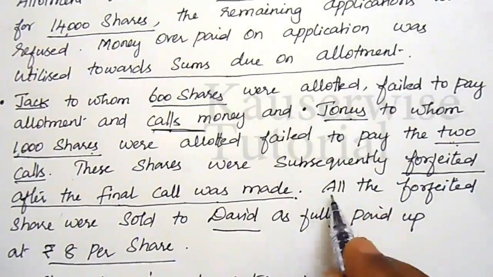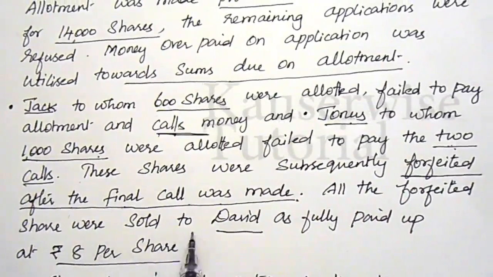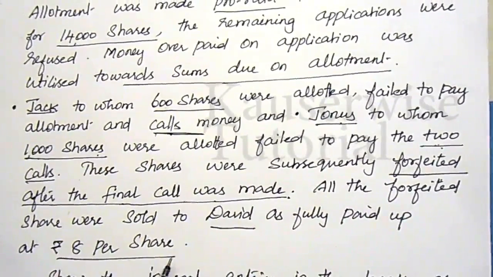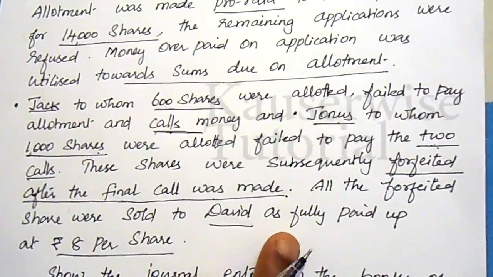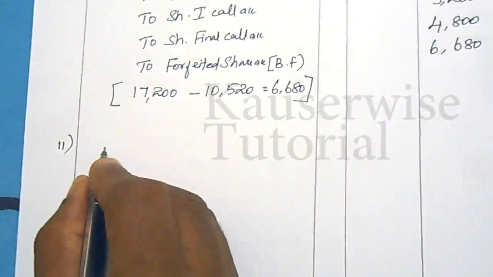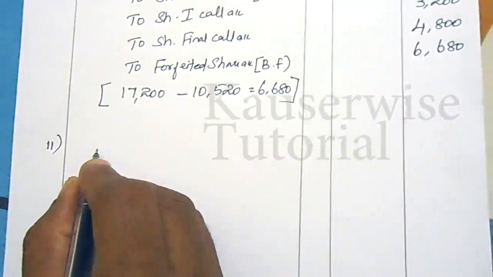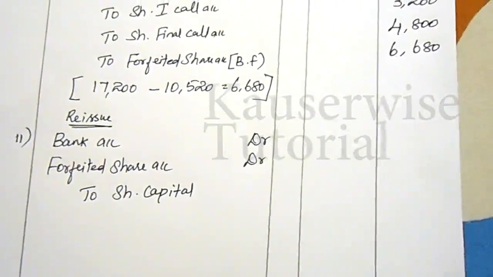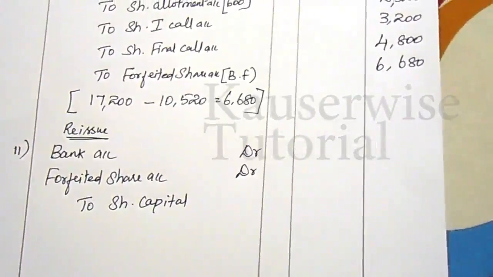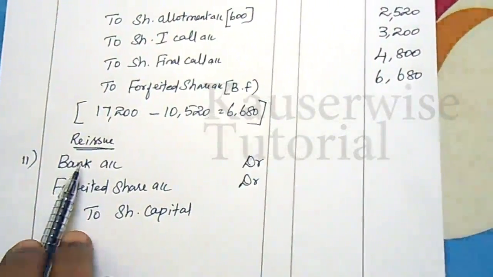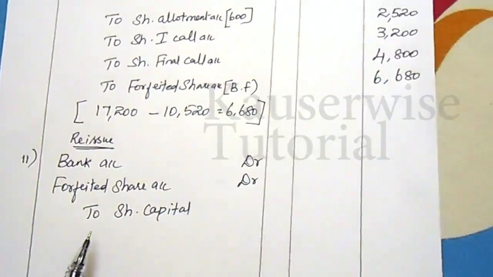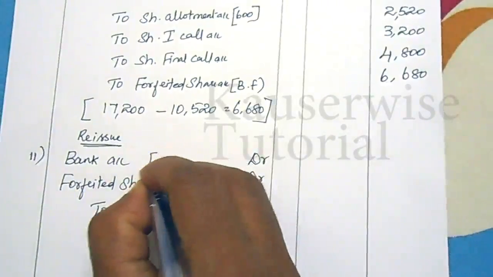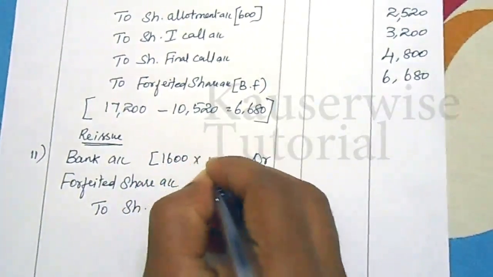See the next point. All the forfeited shares were sold to David as fully paid up at rupees 8 per share. So now we have to make entry for reissue. Entry for the transaction is bank account debit, forfeited share account debit, to share capital. See, the entire shares which were forfeited from the shareholder, all the shares were reissued to David. Here, the reissue value is 8 rupees. So, 1600 shares into 8 rupees.